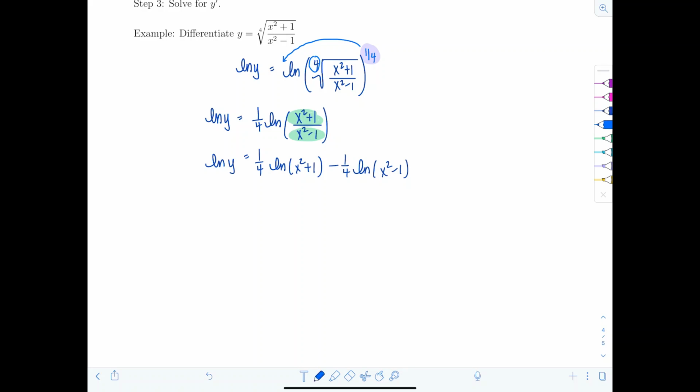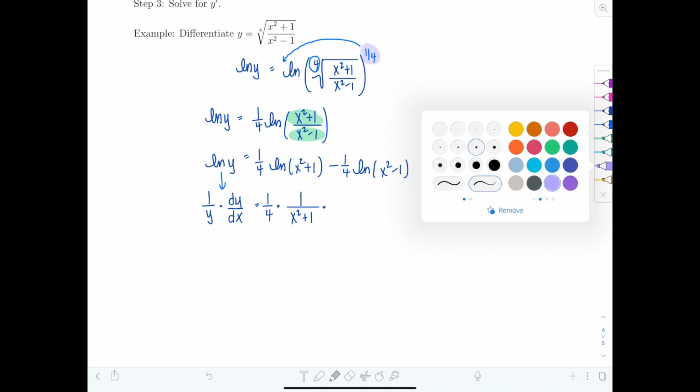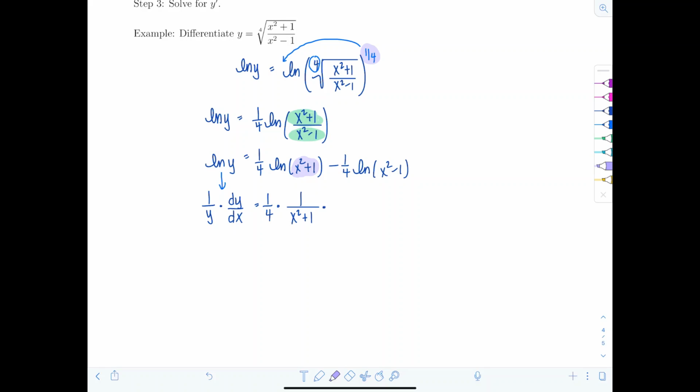However, the only difference is I don't have plain old y on the left-hand side anymore, right? Since I took the natural log of both sides. It's fine though, we can do implicit differentiation. So derivative of ln of y is 1 over y times dy/dx, right? And now this is equal to, okay, 1/4 just comes along for the ride. Derivative of ln of something is 1 over the something, and then by the chain rule, I have to multiply by derivative of the something, so derivative of x squared plus 1, which is just 2x.